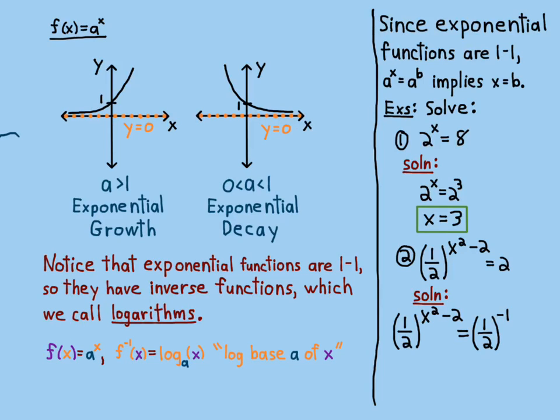I can set the exponents equal, and I get x squared minus 2 equals minus 1. And then solve that for x. The easiest way being to add 2 to both sides, or move that minus 2 term to the right, get plus 2. 2 minus 1 is 1. And then x is plus or minus 1. And if you plug those into the original up here, you'll see that it works. You'll get 1/2 to the minus 1, which is 2. And you can check it on your calculator if you're not confident.